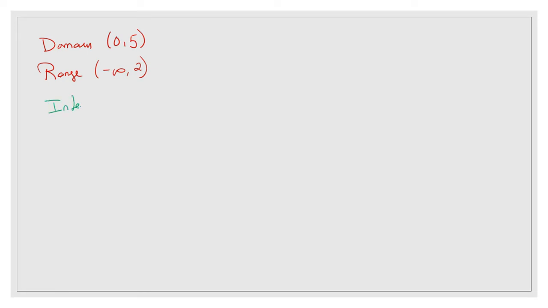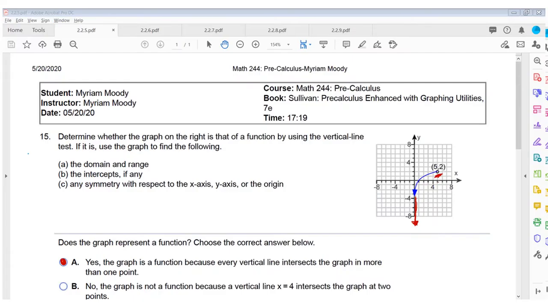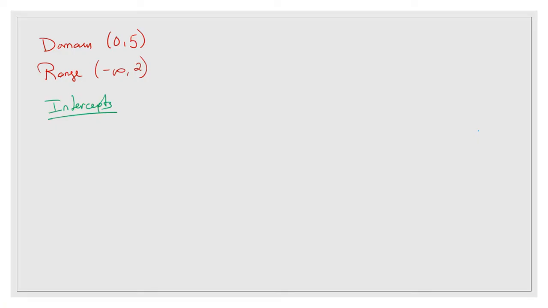Okay, let's look for any intercepts, because that was also on our list. So I see an x-intercept right there. That's at 1, isn't it? Do you see a y-intercept? Neither do I, because remember, this graph is getting close to the y-axis, but it's not touching it. So in this case, I only have an x-intercept, and that's at (1, 0).